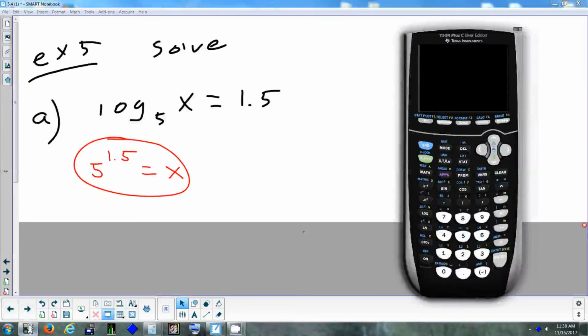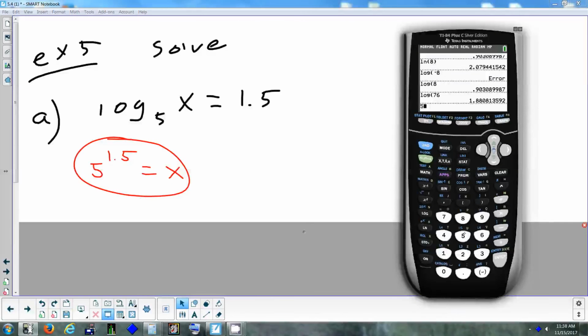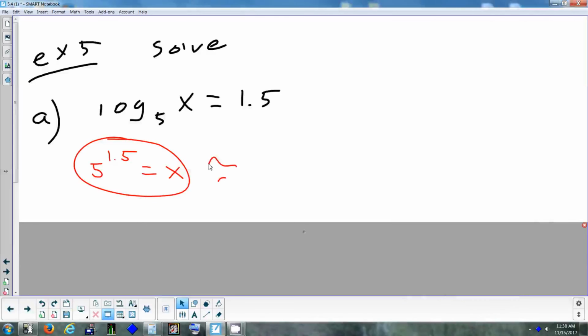So now this one, you just type it in. 5 to the 1.5. If you put the 0.5, that works a lot better. So it's about 11.18 if they wanted a decimal. So that's the kind of thing that's going to happen if you put the variable as the argument.